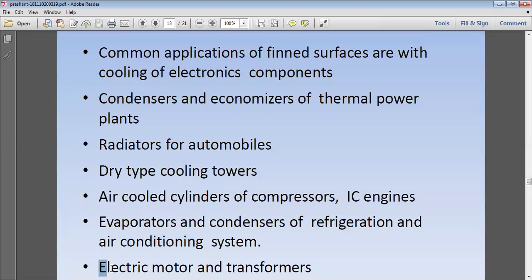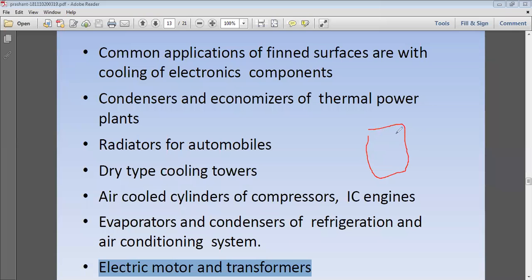Even if you take the electric motors and transformers, obviously the transformer always liberates a large amount of heat. If that heat is stored, the transformer will collapse. That is why we are providing fins in the transformer. For example, take this transformer. In this transformer, they are providing a number of fins like this. So these are the transformer fins.